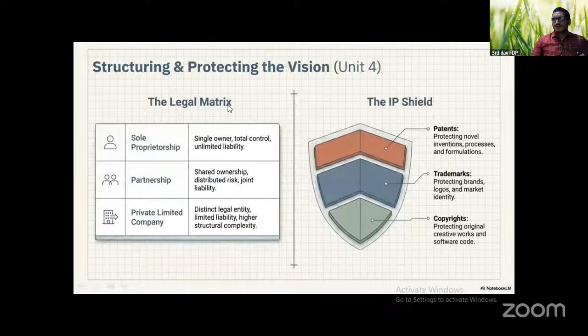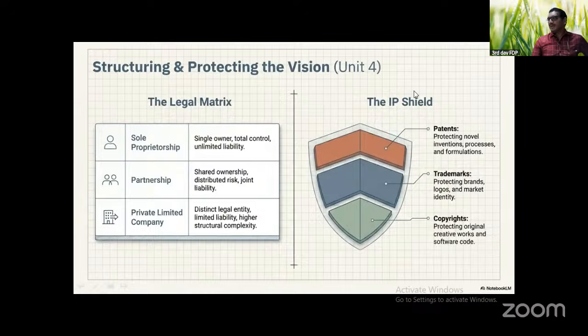So, unit 4, you can also see the legal matrix. There are various types in the startup ecosystem. Sole proprietorship, only a single owner can do all the things. Partnership, he can share the things with other partners and ownership. And private limited, by using the private limited, he can save himself from legal issues and liability issues and structural complexity. So also these things you should be able to know.